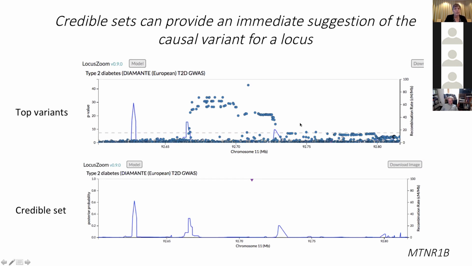So here's just an example. These are associations across a region of the MTNR1B gene, and you can see that there are many, many variants that are very significantly associated with T2D. But then after the credible set calculation, and this point is kind of creeping off the plot here, the credible set includes only one variant in this case. So immediately this narrows down the field and points to a variant that could be the one to focus on.